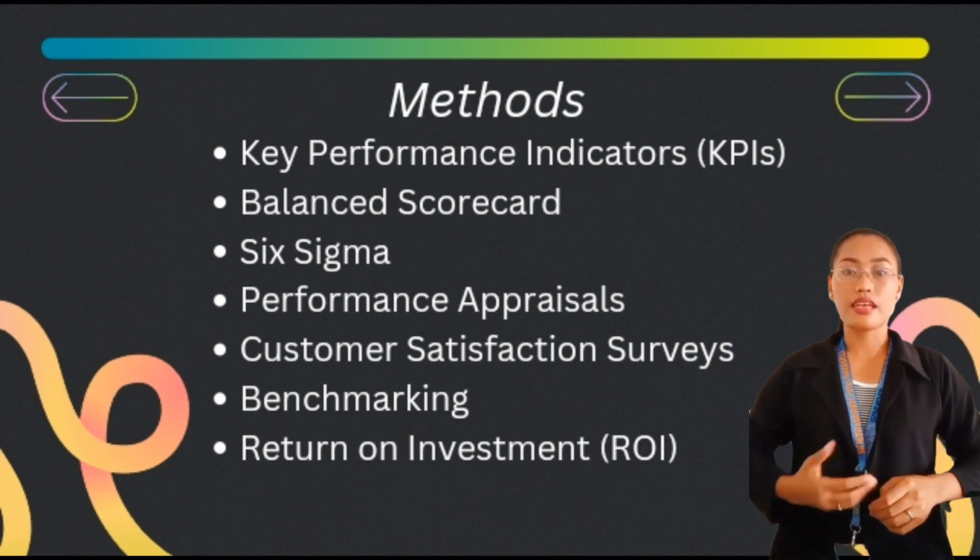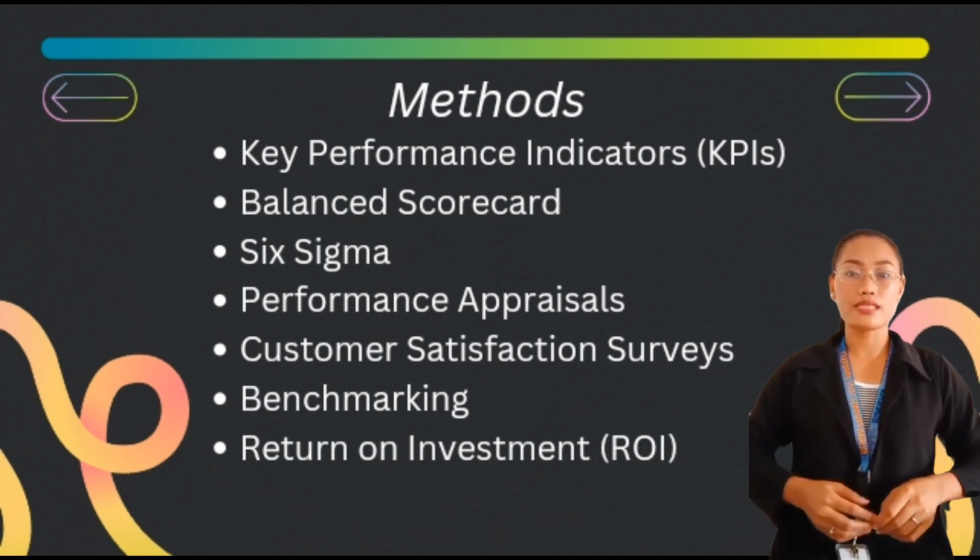Next is Six Sigma. Six Sigma is a data-driven methodology for improving process quality by reducing defects and minimizing variability. It uses a set of statistical tools and techniques to measure performance and identify opportunities for improvement. Fourth is performance appraisal. Performance appraisals are a formal process of evaluating an individual's performance against predetermined goals or objectives. They can be used to identify strengths and weaknesses and provide feedback on performance.